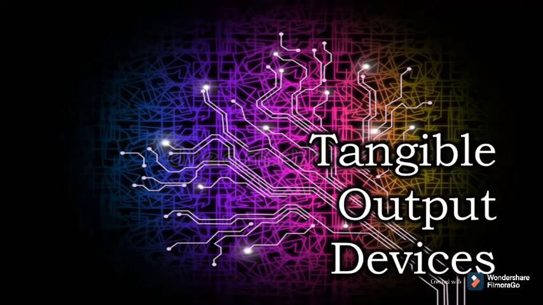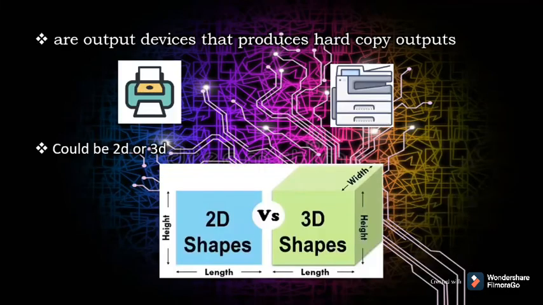Sunod naman yung tangible output devices o yung gumagawa ng nahahawakan na outputs. Next. Output devices that produce hard copy outputs. So katulad nga nun, mga printer or Xerox machine. The outputs could be 2D in shape or 3D. Next.